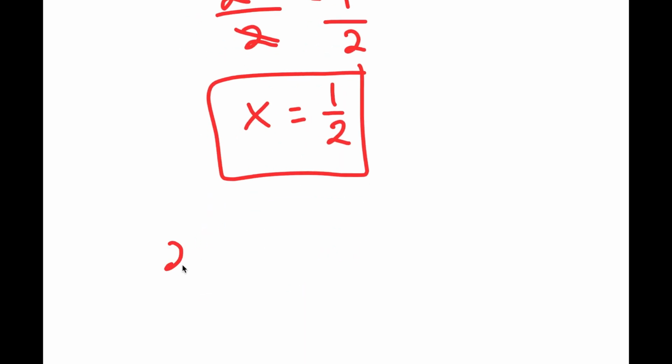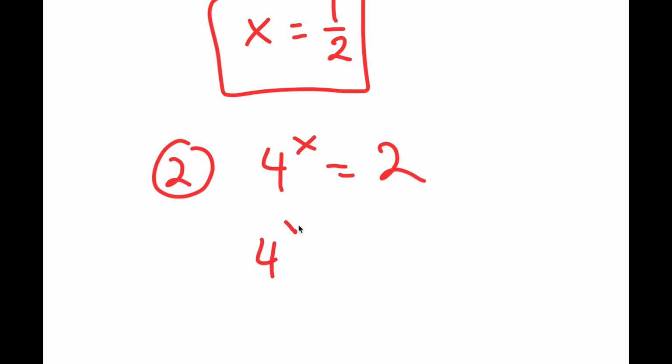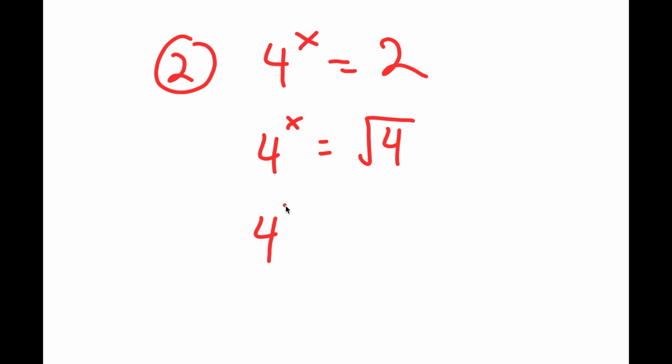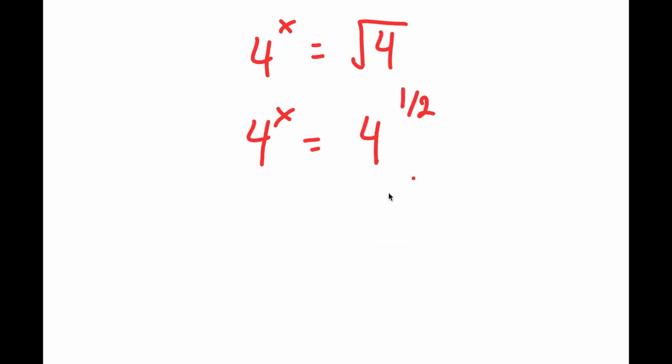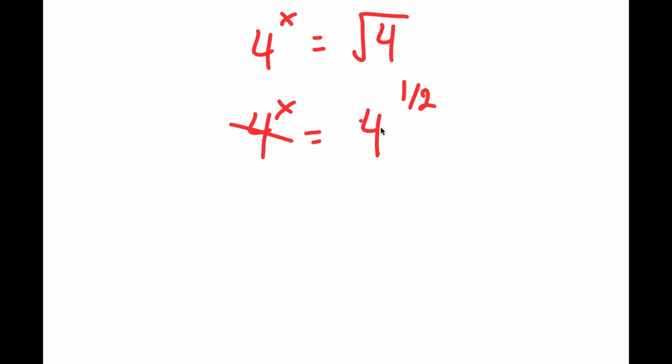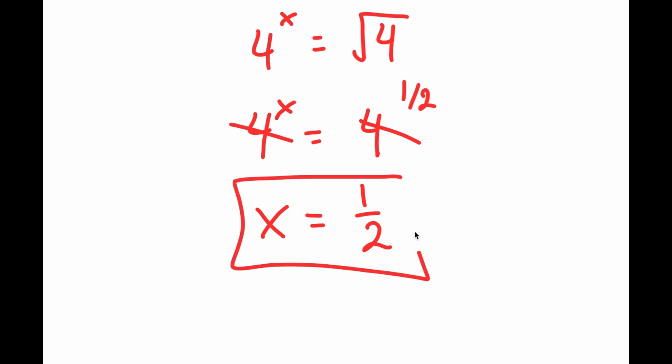Now the second way of doing it from that step, 4 to the power of x is equal to 2: what I can do is rewrite 2 as the square root of 4. And the square root of 4 is the same thing as 4 to the power of 1/2. Now these two cancel out, so I get x is equal to 1 over 2. So that's the second way.